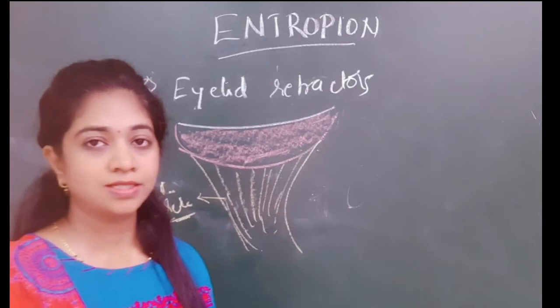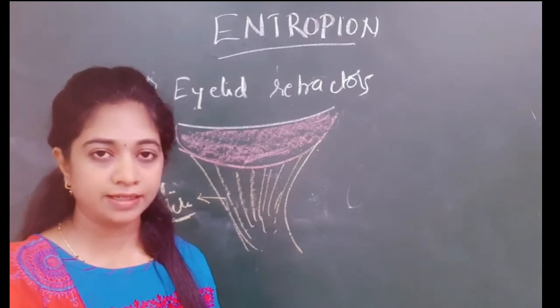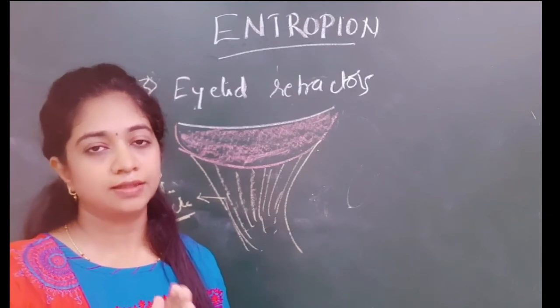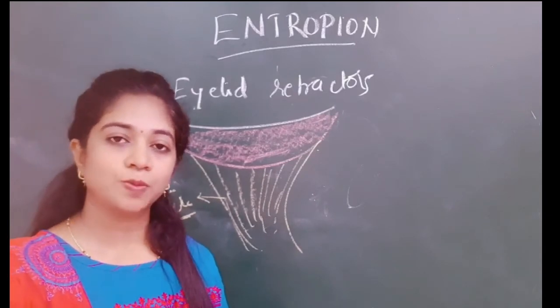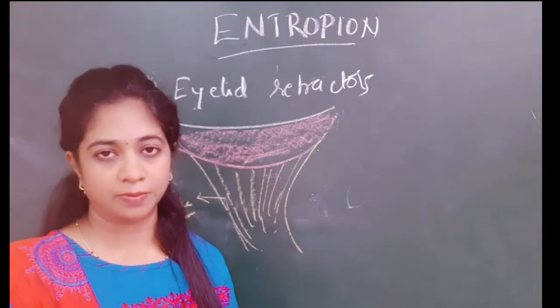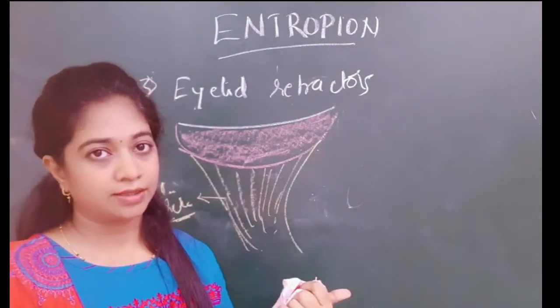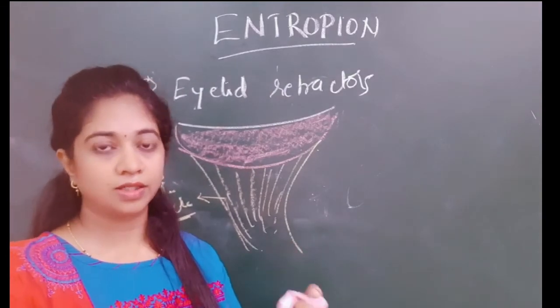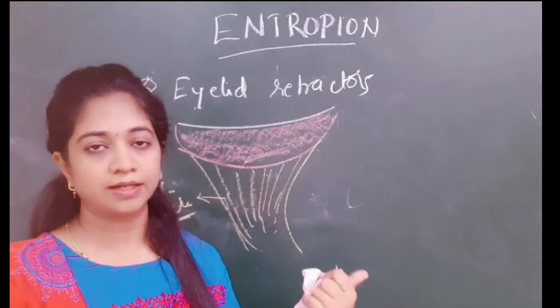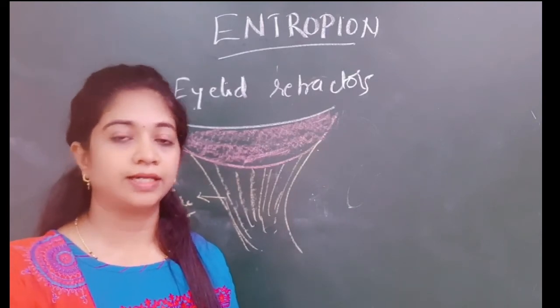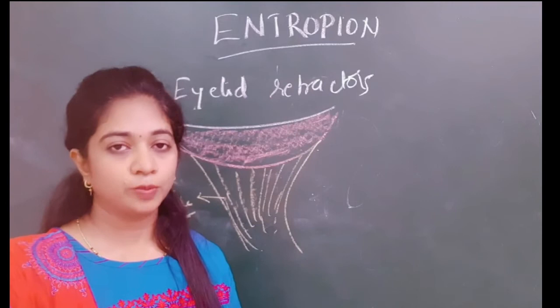So I hope all these terminologies are clear to you. That is the anterior lamina and the posterior lamina. The anterior lamina is nothing but the skin and the underlying orbicularis oculi muscle. The posterior lamina is the tarsal plate and the palpebral conjunctiva. The next was the medial canthal tendon and the lateral canthal tendon, which attach to the tarsal plate centrally, and laterally, that is, the medial canthal tendon attaches to the maxillary bone and the lateral canthal tendon attaches to the orbital tubercle.